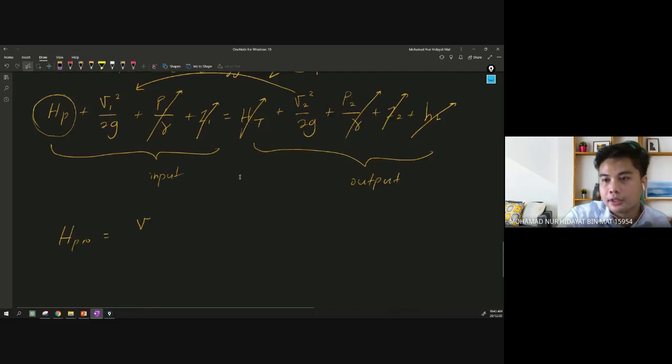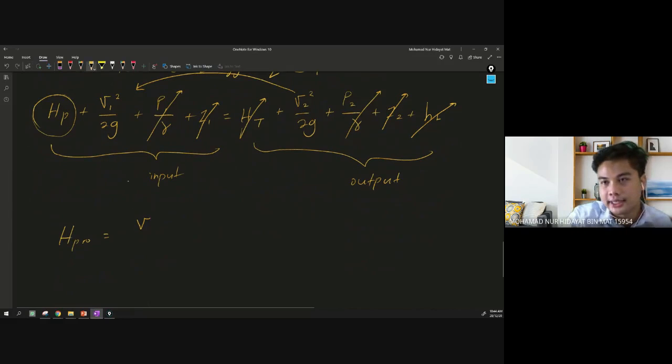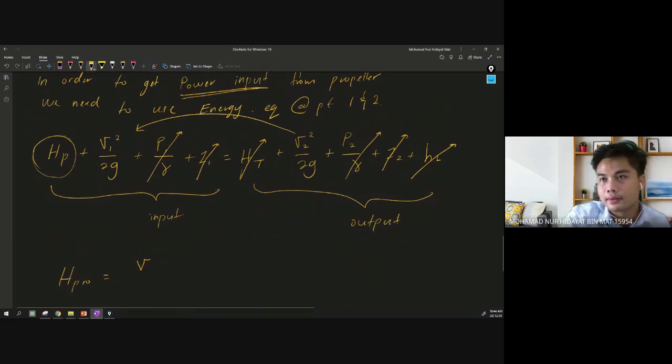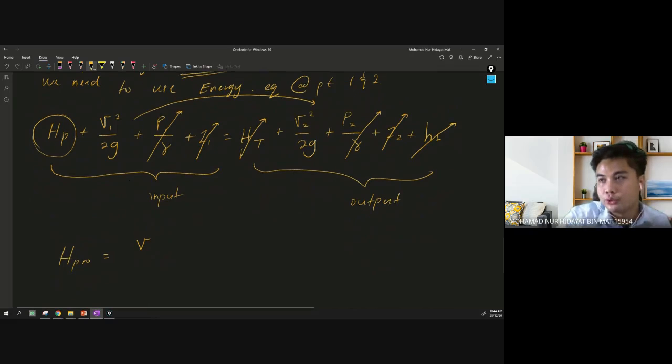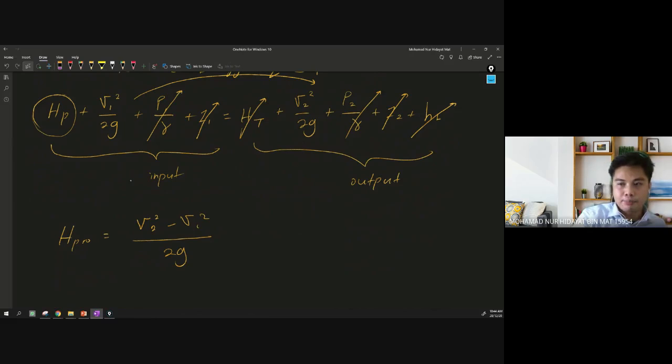Okay, so HP is a propeller input. Remember, head of input from propeller. So I change the HP to H of propeller, equal to, V1, this term going to the other side, it will lead to V2 squared minus V1 squared over 2g. Okay, this is the power input from propeller: V2 squared minus V1 squared over 2g.